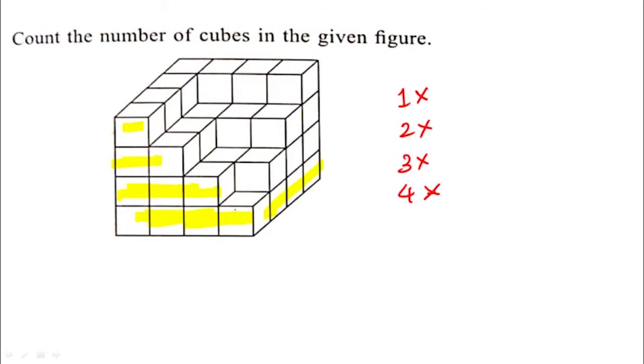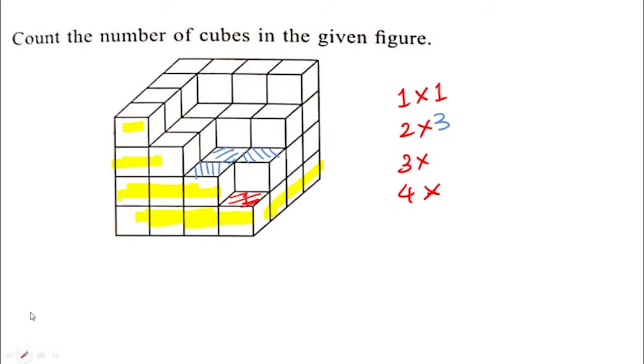Now let us look at the first layer. In the first layer, how many cubes are there whose top face is exposed? There is only 1 cube like that. This is the only 1 cube whose top face is seen. So I will just do 1 multiplied by 1. Now let's go to the second layer. In the second layer, how many cubes are there whose top face is seen? So this is 1, this is 2 and this is 3. There are 3 cubes whose top face is seen.